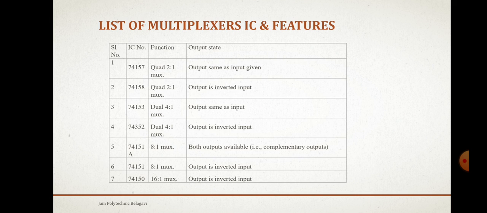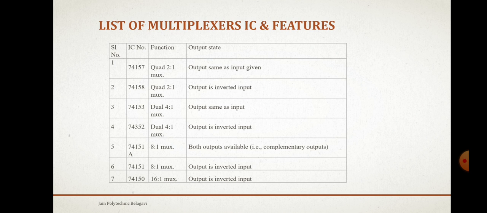74157 is a quad 2:1 multiplexer, output same as the input given. Whatever input you provide, you will get the same output. 74158 is a 2:1 multiplexer where the output is inverted with respect to the input; there is a bubble present at the output side. 74153 is a dual 4:1 mux, output same as the input, and 74352 is a dual 4:1 mux, output is inverted, which means there is a NOT gate at the output side.